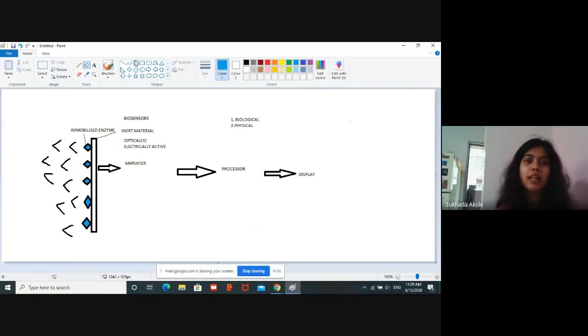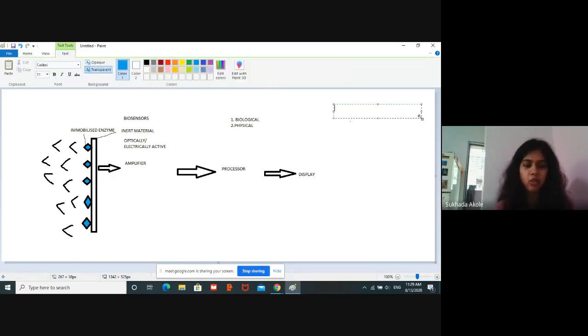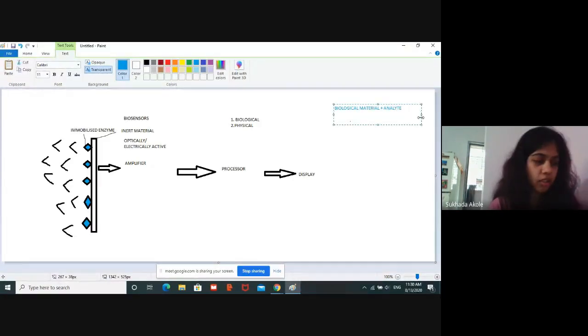So what am I looking at here? I am looking at a reaction which will look something like this. So I have my biological material plus I have my analyte. Those two together will do what? I will have a bound analyte. This binding in turn will give out a biological response.